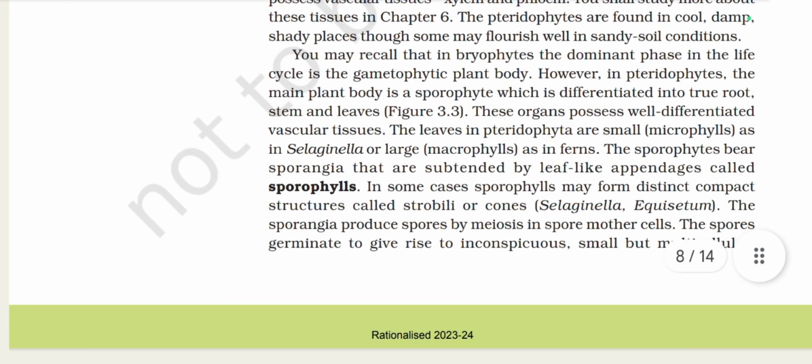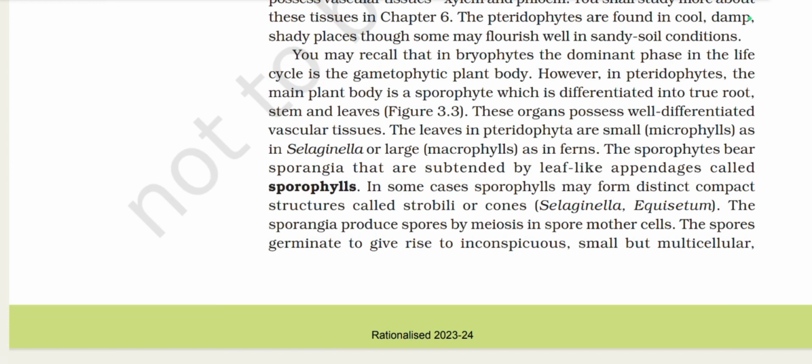You may recall that in bryophytes, the dominant phase in the life cycle is the gametophyte plant body. However, in pteridophytes, the main plant body is a sporophyte which is differentiated into true root, stem, and leaves. These organs possess well differentiated vascular tissues. The leaves in pteridophytes are small microphylls as in Selaginella or large macrophylls as in ferns. The sporophytes bear sporangia that are subtended by leaf-like appendages called sporophylls. In some cases, sporophylls may form distinct compact structures called strobili or cones, as in Selaginella and Equisetum.